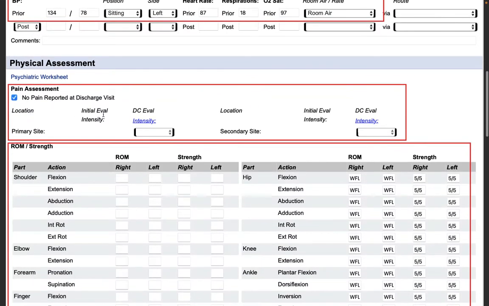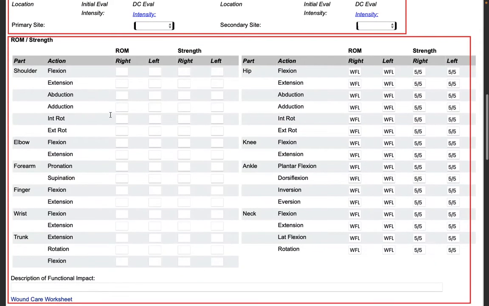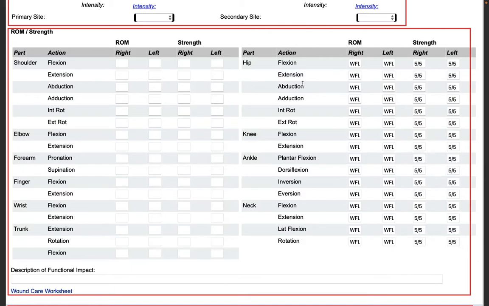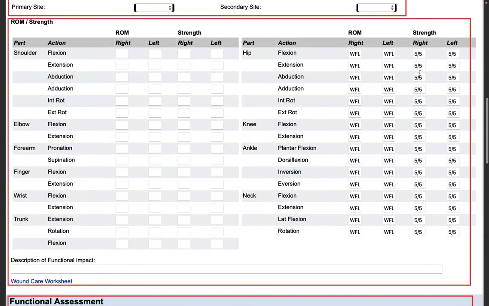You will need to address the patient's pain here. The range of motion and strength. Ideally with this, you show progress. If the patient was a 3 out of 5 with initial evaluation, did they progress? Are they now a 5 out of 5?